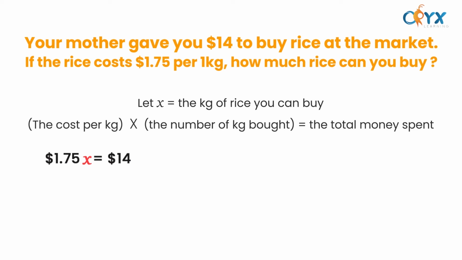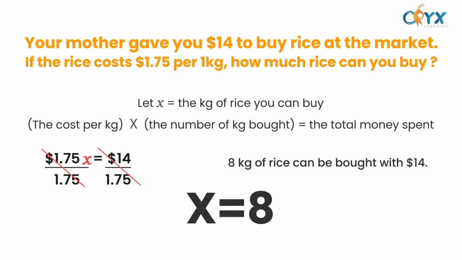The $1.75 is being multiplied by the x, so the inverse operation would be to divide. So divide both sides of the equation by 1.75. 1.75 divided by 1.75 is 1, so 1x equals 14 divided by 1.75, which is 8. So 8 kilograms of rice can be bought with $14 at the market.